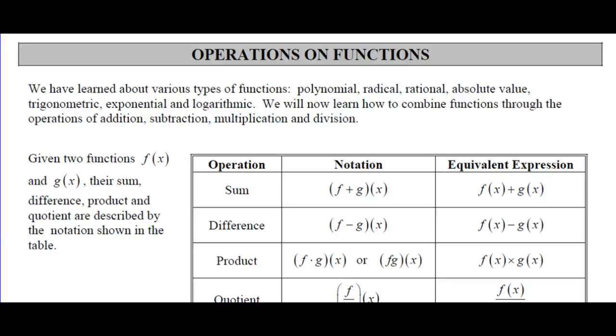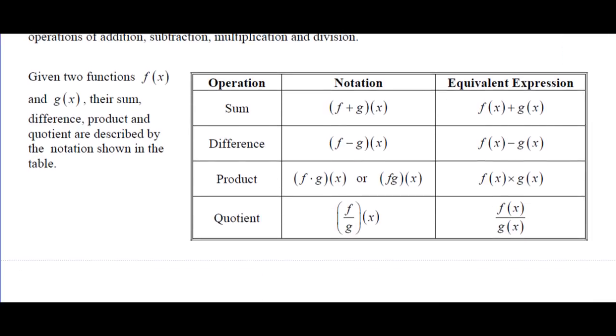Operations on functions. This stuff used to be in Pure 20, so it's grade 11 stuff, only on steroids, I guess. We've learned about various types of functions: polynomial, radical, rational, absolute value, trigonometric, exponential. We've done a lot of functions, right? We will now learn how to combine functions through the operations of addition, subtraction, multiplication, and division.